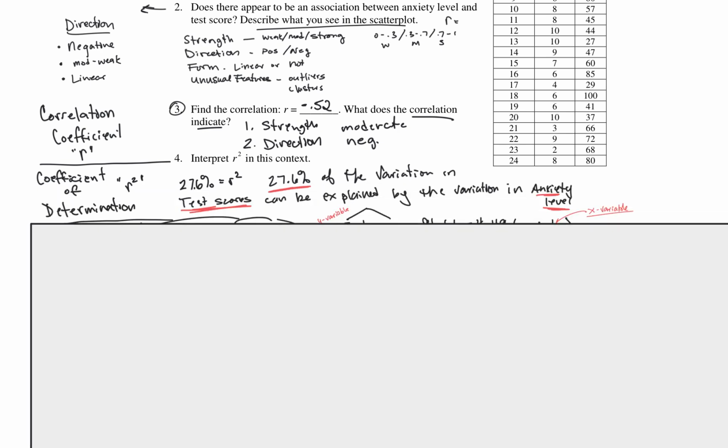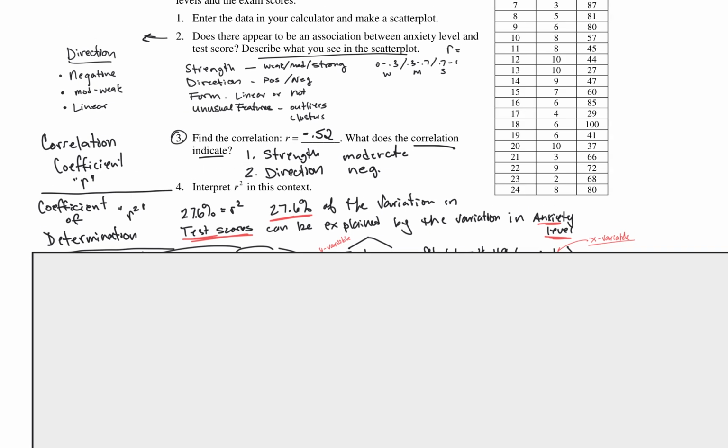And we had a little script that we memorized for this part. R squared, in this case, if you square negative 0.52, gives you 27.6%. We always refer to R squared in percentages. And here's this script written for this context. 27.6% of the variation in the test scores, that's the Y variable, can be explained by the variation in the anxiety level, which is your X coordinate.